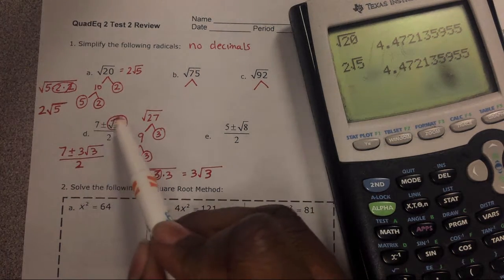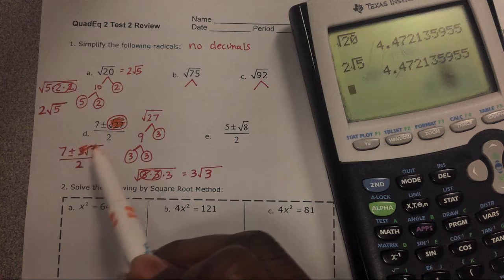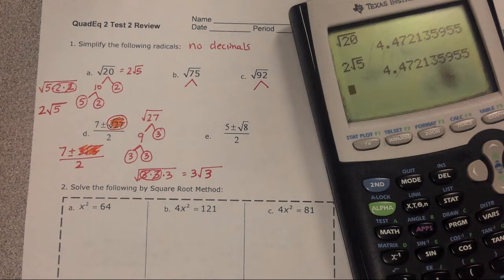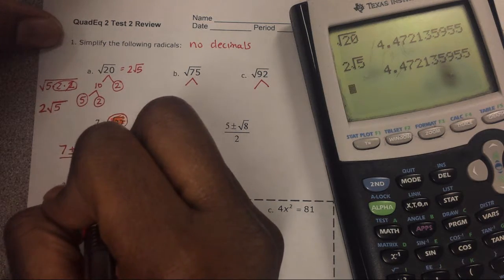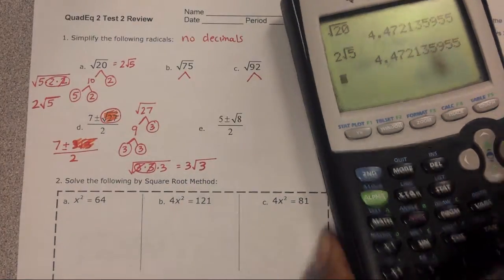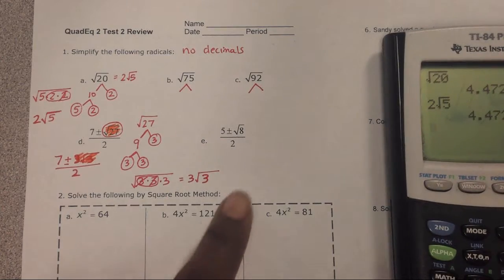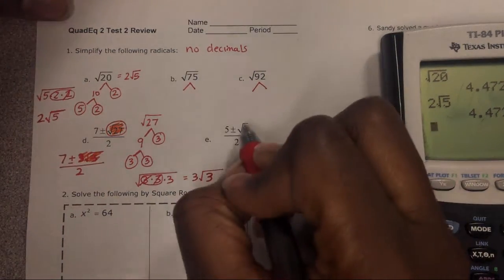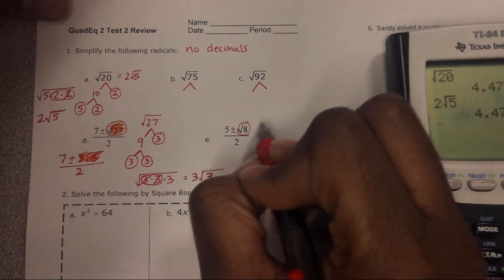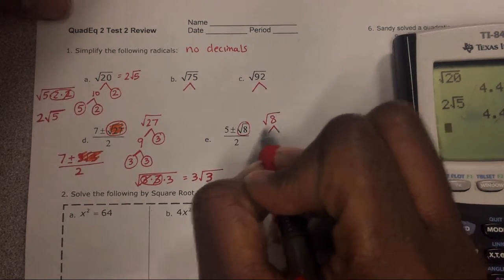So I just want to highlight it because this 27 right here is what turned into this 3 square root of 3. I don't know if that helps or if that makes it worse. I was trying to highlight it, but I couldn't find my highlighter. All right. So you're going to do the same thing with this one. Remember, the 5 stays up here, the 2 stays down here. What you need to do is take this square root of 8 and figure out what it's going to simplify to.